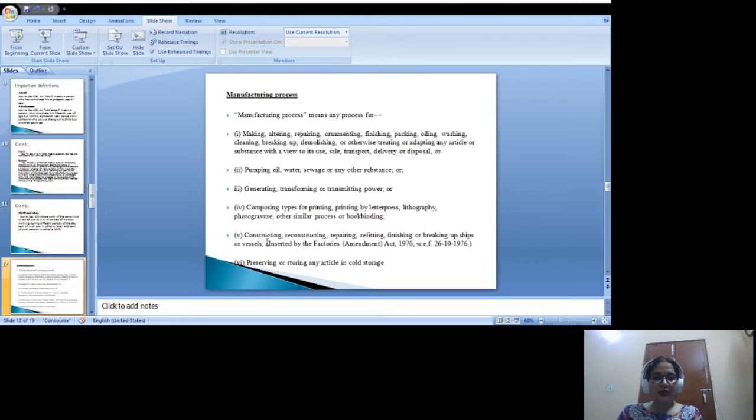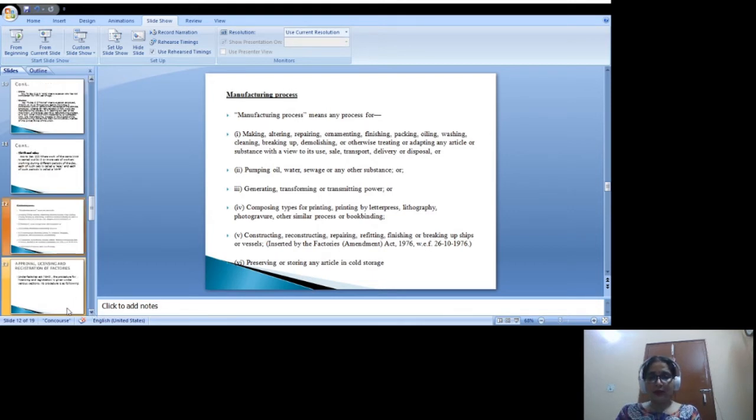power; composing types for printing, printing by letterpress, lithography, photogravure, or other similar process, or book binding; constructing, reconstructing, repairing, refitting, refinishing, or breaking up ships or vessels, inserted by the Amendment Act 1976. Then preserving or storing any article in cold storage. Now, all these processes are included in your manufacturing process.